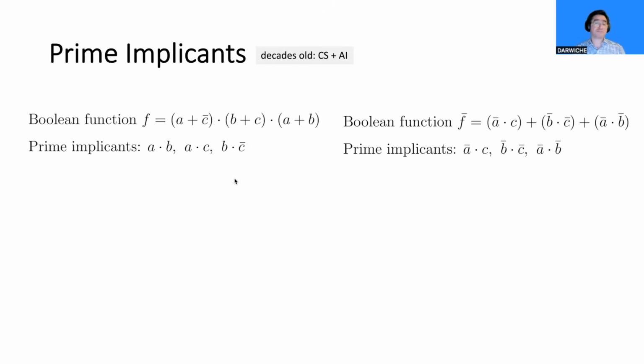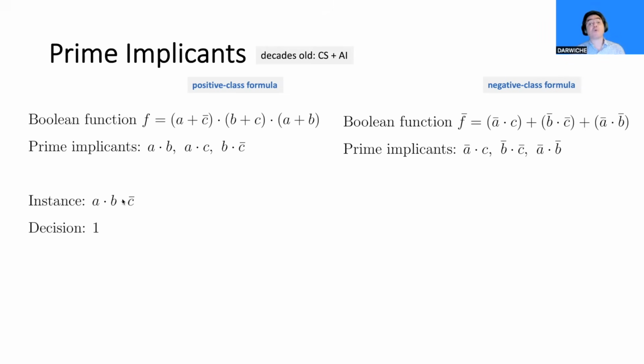So how did we use this notion to define sufficient reasons? It's very simple. First, by the way, you can think of this now as a binary classifier. It has positive instances and negative instances. And this formula is the positive class formula. It's the formula that characterizes the positive instances, and this is the formula that characterizes the negative instances. Now, you give me an instance like this, and it turns out to be a positive instance. F will be 1 at this particular variable instantiation. So the decision is 1. And you say, why did you make that decision? We're trying to explain this decision.